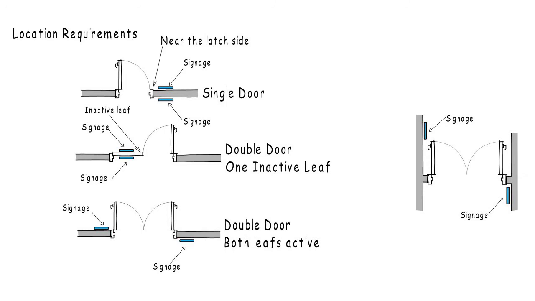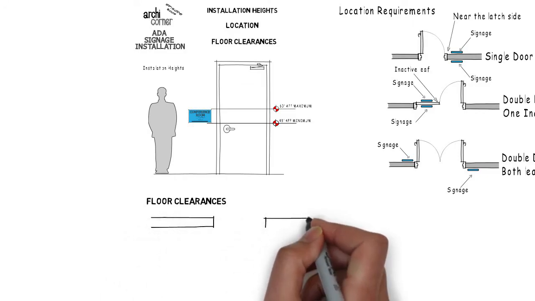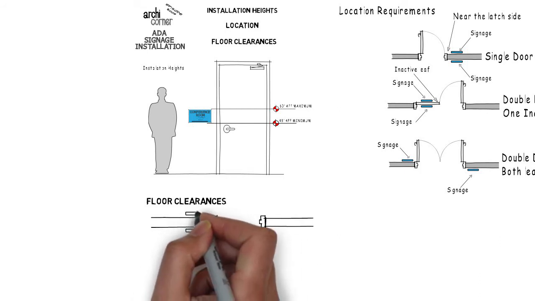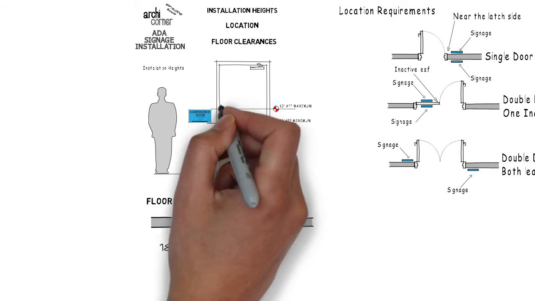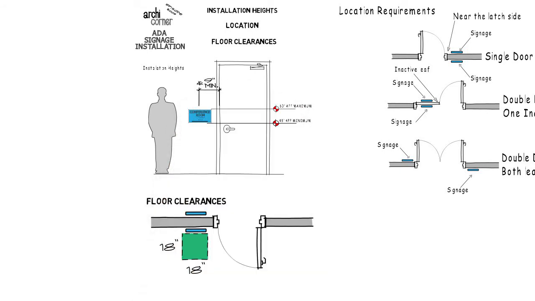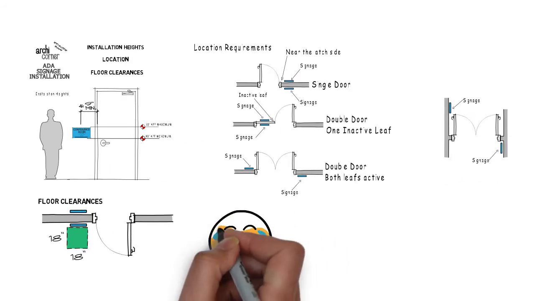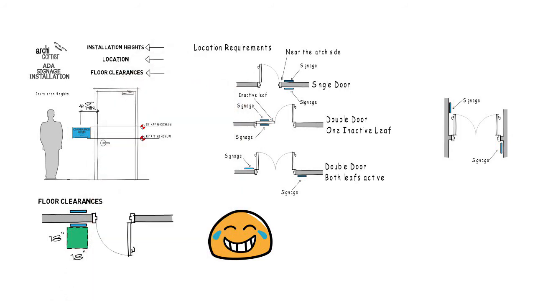But now that we've discussed the height and location, let's talk about the floor clearances. The sign has to be installed beyond the arc of any swinging door, and it must be centered on a clear floor space measuring 18 inches by 18 inches minimum. Which means that you must have the sign a minimum of 9 inches away from the latch side of a door, measured to the center line of the tactile text. And there you are. There's your installation height requirements, your location requirements, and your floor clearance requirements.